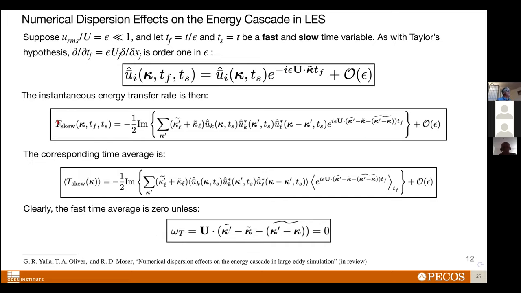And then if you take the time average, which is what we care about, because of the fast slow decomposition, we end up having a slow average of the Fourier coefficients, which is what we are used to, and then a fast time average of this guy, and clearly that is going to be zero unless this omega t is zero, essentially unless the kappa is balanced. And the kappas would balance if kappa tilde was equal to kappa, and everything would be fine. And that's why we don't see this when we convect a turbulence through, say, with a spectral method. But with this dispersion error, we end up shutting down the transfer to the high wave number. So that's basically the reason for the observation we just saw.